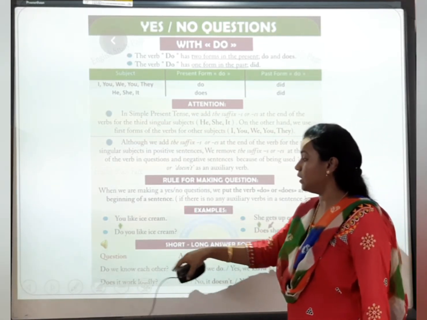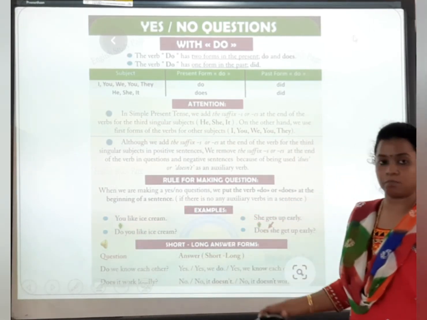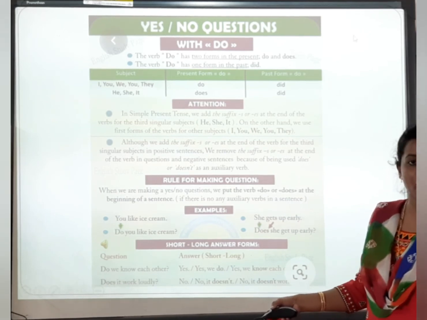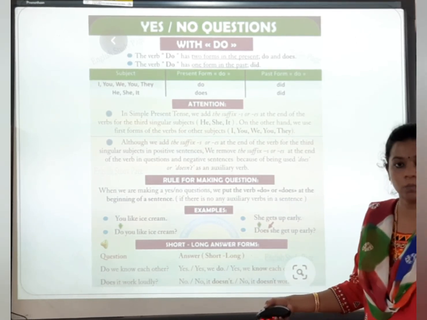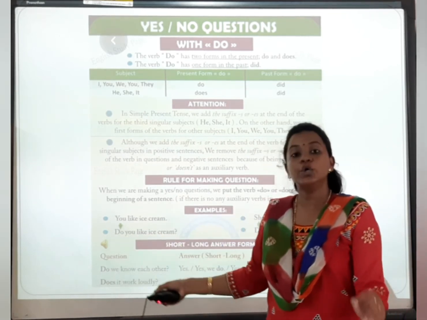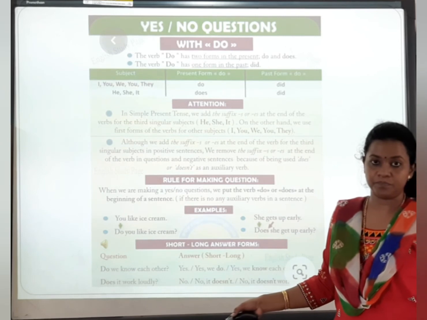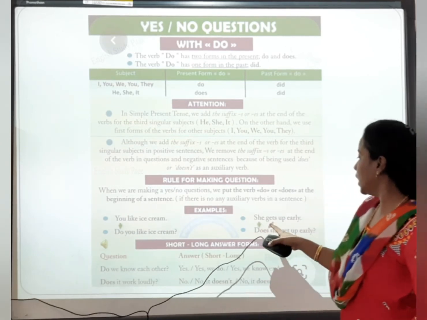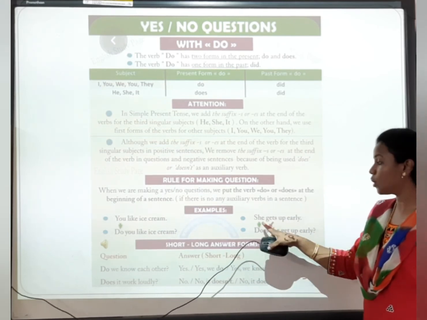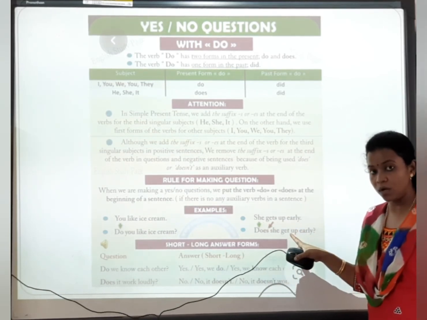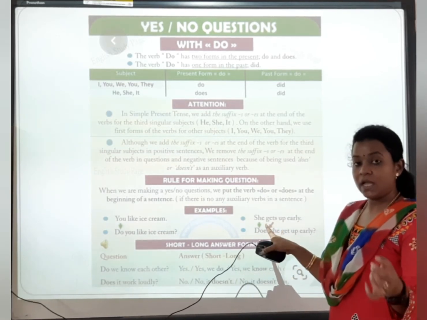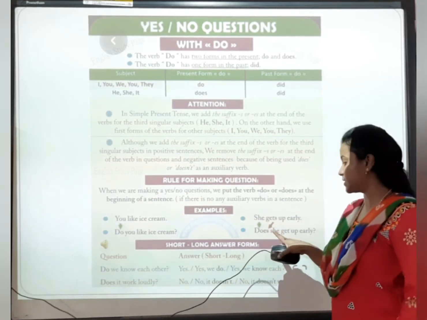Now for example, you like ice cream. Can you see any helping verb? Is, am, are, should, could, would, may, nothing you can see. So what will we write here? Do you like ice cream? Okay. She gets up early. Now here also we don't have any helping verb, correct? And here to get, the suffix comes, that is s.